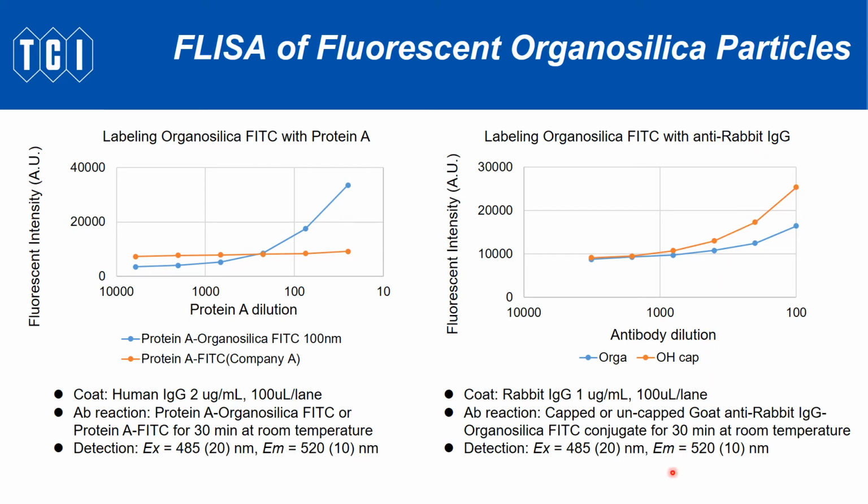The conditions of this ELISA are here. And this ELISA is a comparison between organosilica FITC conjugate anti-rabbit IgG antibody and the OH-capped one. According to this ELISA, the OH-capped organosilica conjugate antibody is superior to the non-capped organosilica conjugate one in the fluorescence intensity.